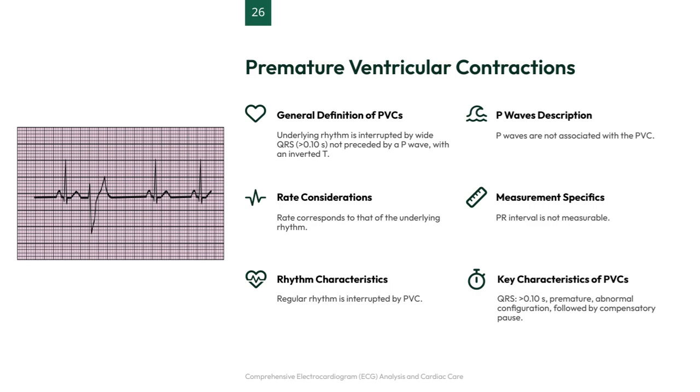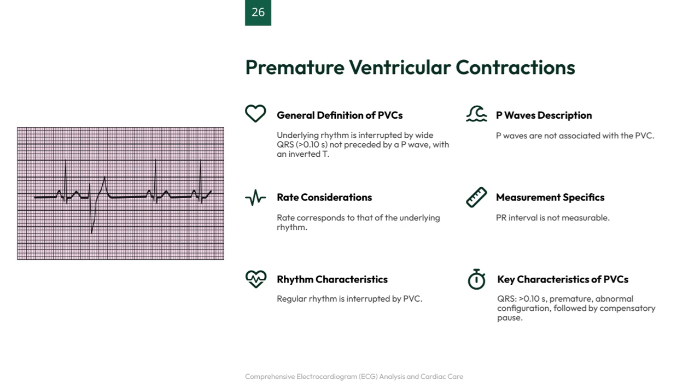Normally, the heart rhythm is regular, but it gets disrupted by these early PVCs. Regarding the P waves, they are not linked or associated with the PVC itself. The PVC occurs independently of atrial activity. Because of that, the PR interval, the time between the P wave and QRS complex, can't be measured for the PVC beat. Finally, some key characteristics to remember.